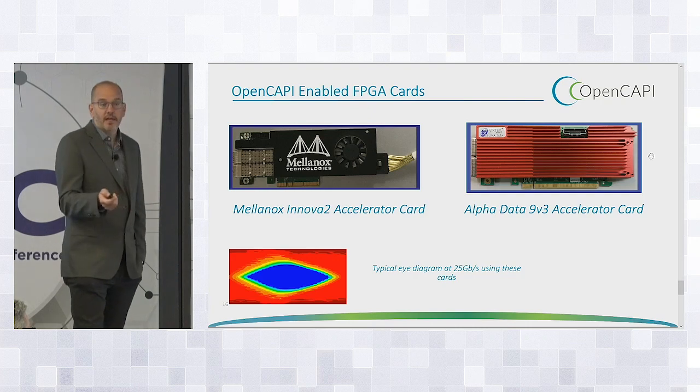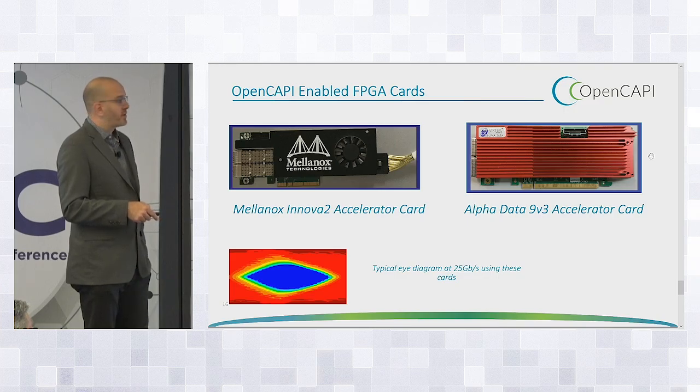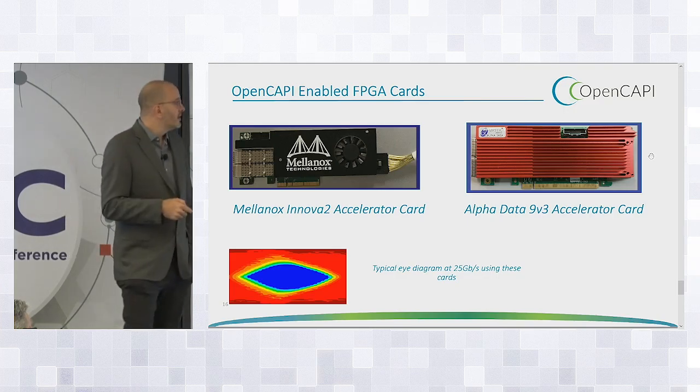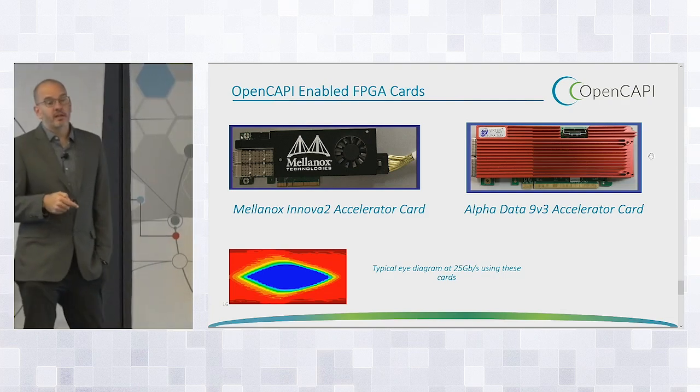So what do some of these parts look like? This is an FPGA card from Alpha Data. This particular one had the connector on the side. Production versions of this have the connector at the back. But essentially, it looks just like a PCIe card, except it has these 8 lanes of 25 gig going into the side of it.